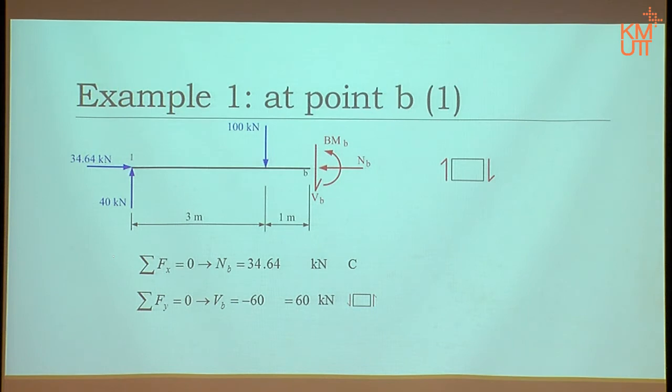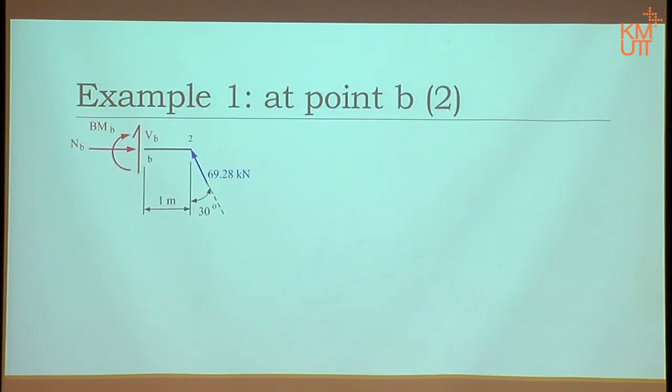Okay? Then sigma moment will solve the bending moment, and then that's it for point B. However, I specify point B to show you that actually there's some other way we can calculate it. We don't have to use that picture, right? The same point, this one drawn from A to B, from 1 to B, sorry. We can actually draw from B to 2, meaning we can see this picture instead, right?